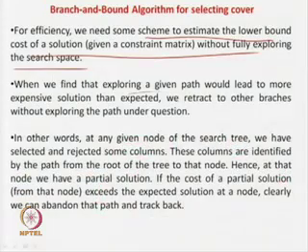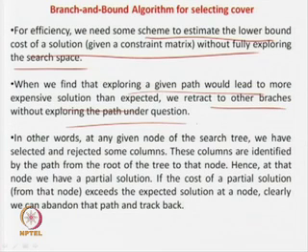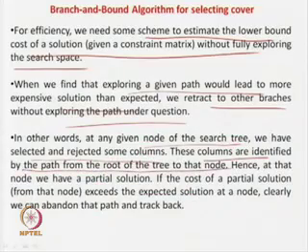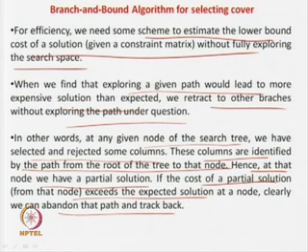If we find that exploring a given path would lead to a more expensive solution than expected, then we retract and try other branches in the tree. In other words, given a node of a search tree, we have selected and rejected some columns. In the root node, if you take a left path, that means you have not taken the column; if you take a right path, you have taken it. These columns are identified by the path from the root to that node. Hence, at a node we have a partial solution. If the cost of the partial solution exceeds the expected value, clearly we can abandon the path and backtrack.